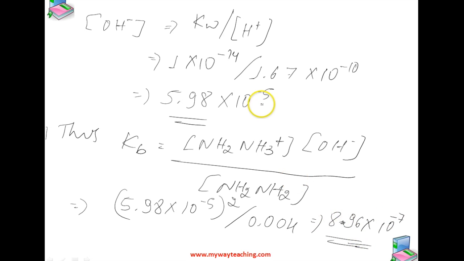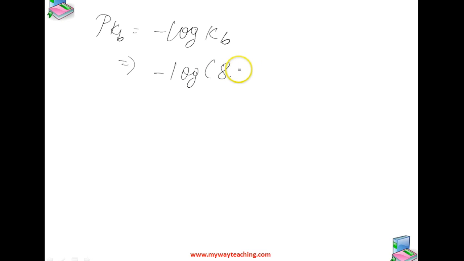Then pKb is equal to minus log Kb, which is minus log of 8.96 into 10 raised to minus 7, equal to 6.04.